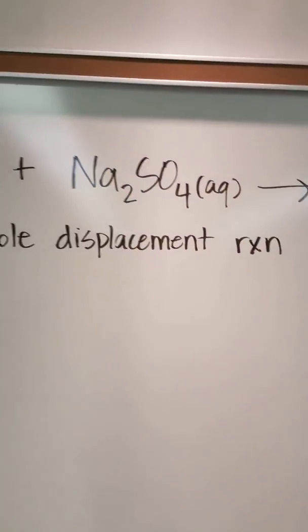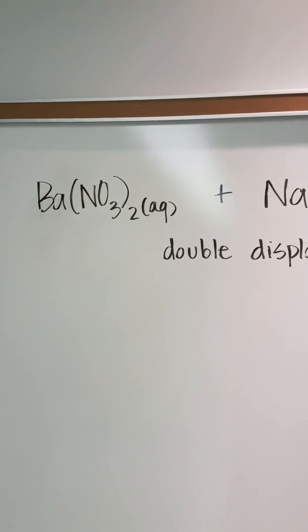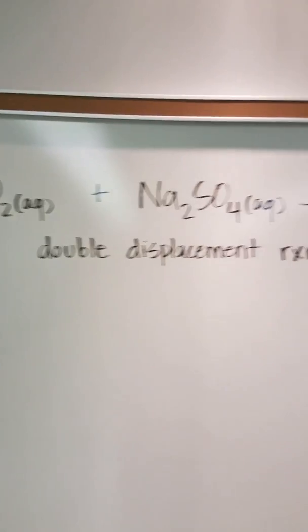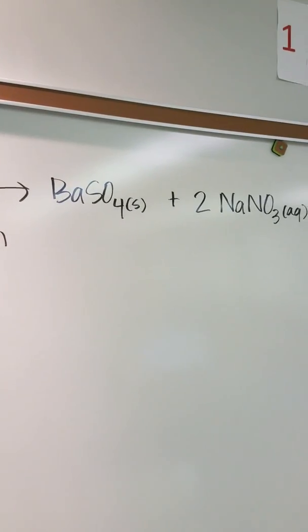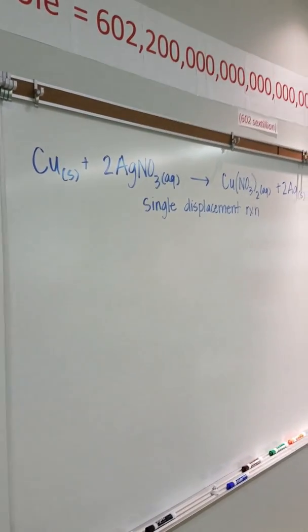But in double displacement, two compounds react. The cation from the first compound combines with the anion of the second to give us two new substances. So this is double displacement. And our previous reaction is single displacement.